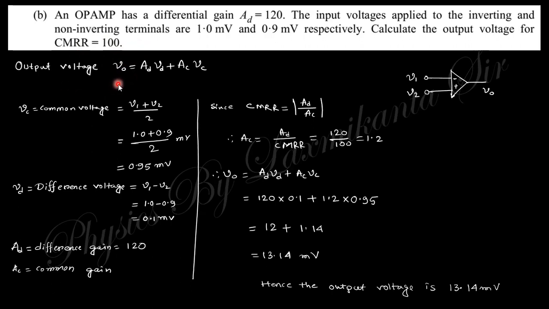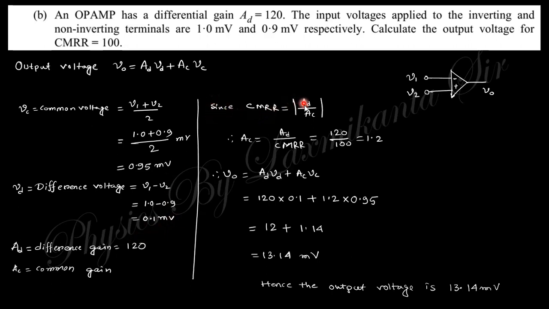So the output voltage is nothing but AD VD plus AC VC. AD means the differential gain, that is 120. AC is the common gain. VD is the differential voltage between V1 and V2, and VC is the common voltage, that is the average voltage, (V1 plus V2) by 2. So you will get 0.95 millivolt, and this is 0.1 millivolt.